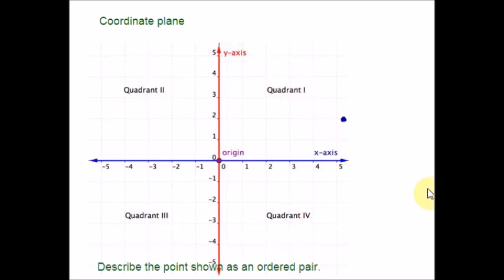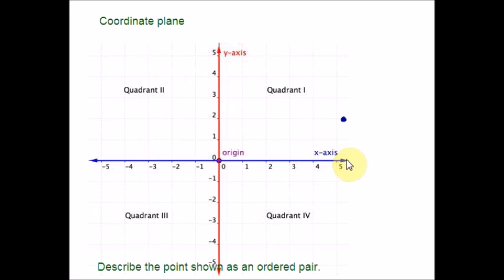I have taken an example. I have plotted a point. Describe the point shown as an ordered pair. So this is the example. Let us describe 5, y. Begin at the origin and move along the x-axis. This is the x coordinate and is written first in the ordered pair 5, y.